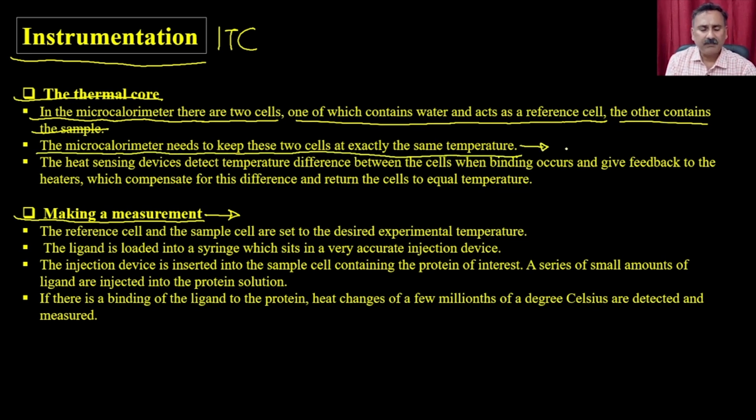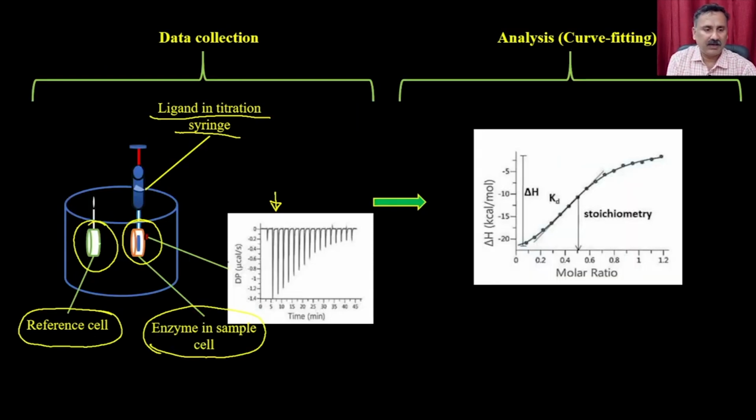This means basically that you are going to have a reference cell, and this reference cell is going to have some amount of water, or you can say buffer, right? And here you have the water plus enzyme. So as soon as you make any kind of addition into this cell, the temperature of this particular cell is going to either go up or go down. If it goes up, a temperature difference is going to be present between this cell and this cell.